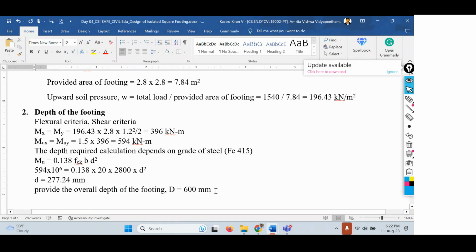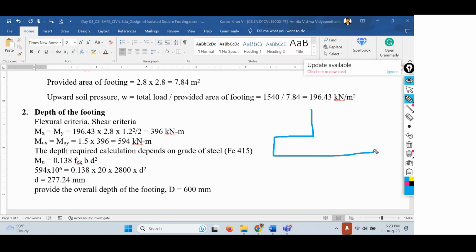Sir, overall depth includes both the footing and the column, right? Yeah, from the ground surface to the bottom surface of the footing. Let me show you that one. I'll just draw. Suppose if this is the column.